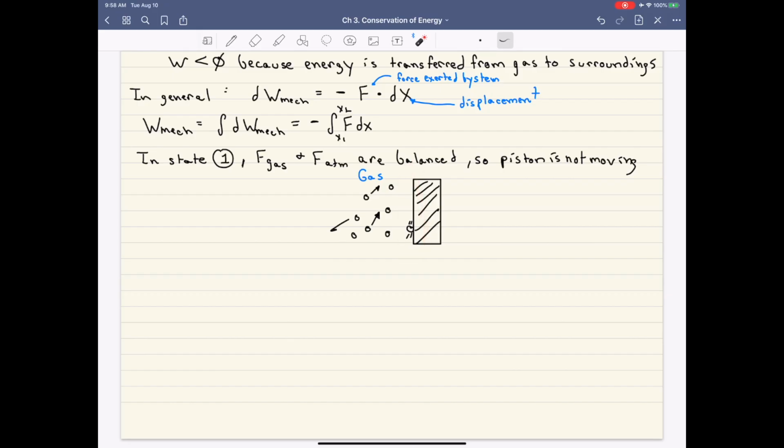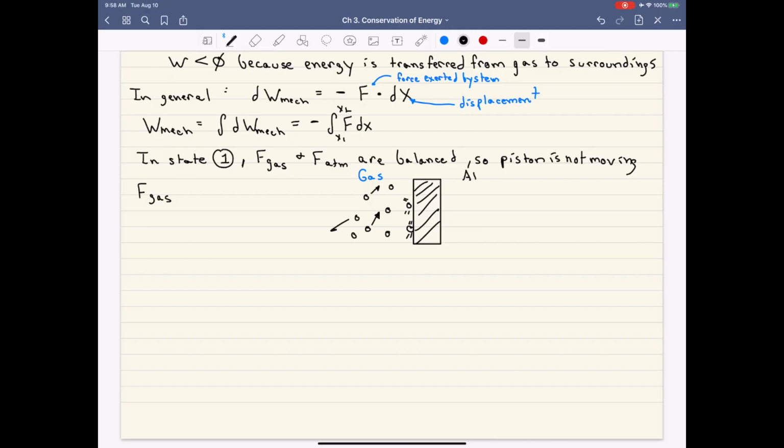And when they hit the piston, they're essentially applying a force. Alright? And so when they hit the piston, there's some sort of force gas that they apply onto the piston here. Okay? And so I'll draw more molecules bouncing off the left-hand side. Alright, and so that's going on the left-hand side of the piston.